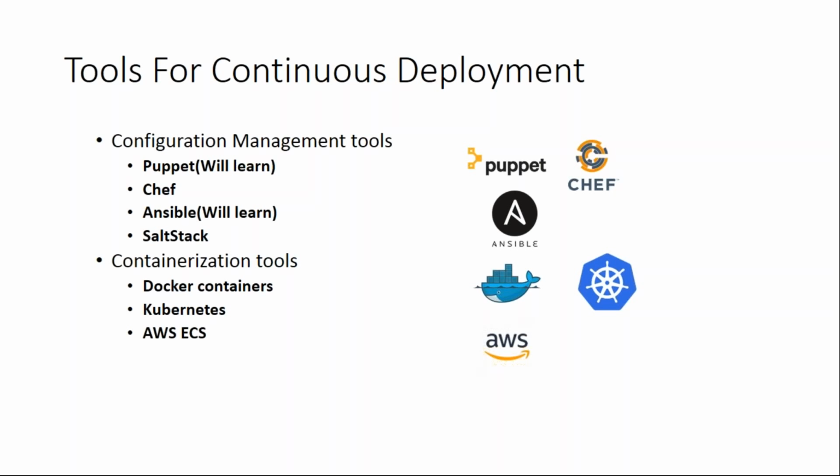There we have Docker containers, Kubernetes, AWS ECS. Azure is also there, like AWS. Google Cloud is also there. A lot of things are available. But market leaders now are Docker containers and Kubernetes.